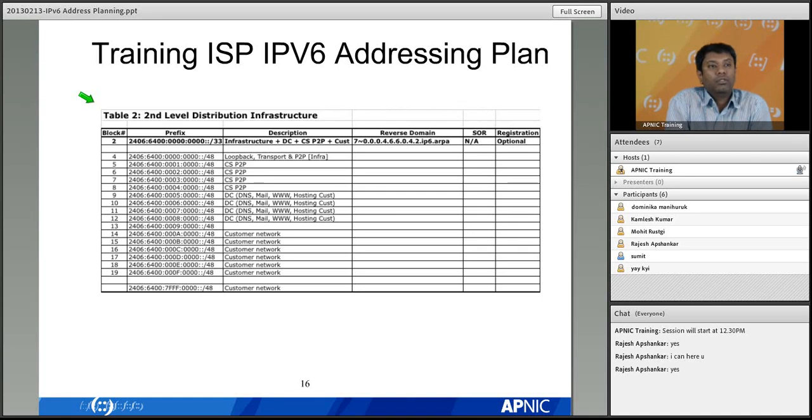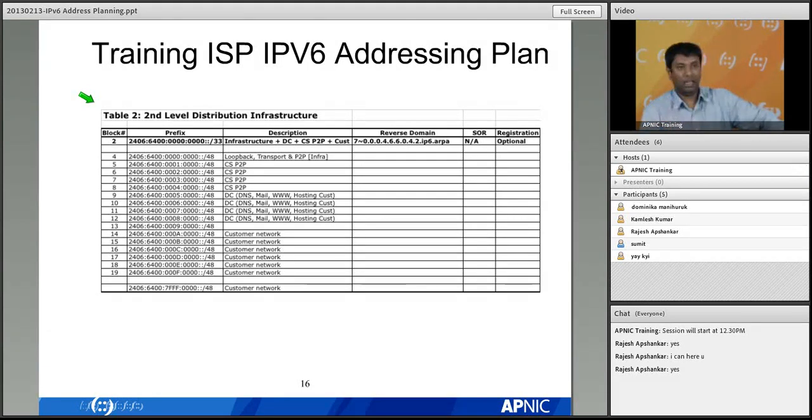Block number 2, the /33, we created a number of /48s, right? The first /48, block number 4, we use for loopbacks. And if we have transport links, meaning all those POPs or core routers are interconnected, we have loopback, transport, and point-to-point infrastructure that can be catered from block number 4, right? Then blocks number 5, 6, 7 you can use for your customer-side point-to-point links, because this area will be growing. As the number of customers grows, the customer-side point-to-point links will grow in the same proportion. That's why we like to separate them from the infrastructure, because customer blocks we usually send via iBGP.